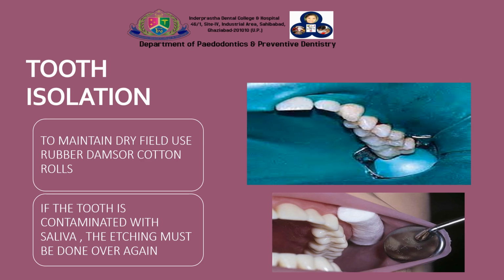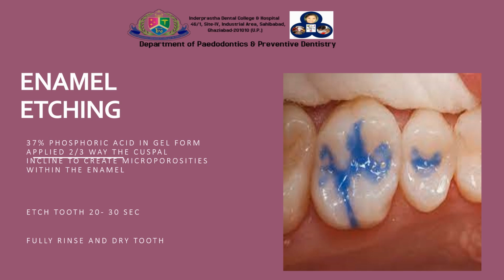Tooth isolation is very important. To maintain proper isolation, use a rubber dam or cotton wool. If the tooth is contaminated with saliva, the etching must be done over again because it will not be effective. After proper isolation, the tooth is etched with 35% phosphoric acid in gel form applied on the cuspal area to create a microporosity within the enamel. Etch the tooth 20 to 30 seconds and fully rinse and dry the mouth.